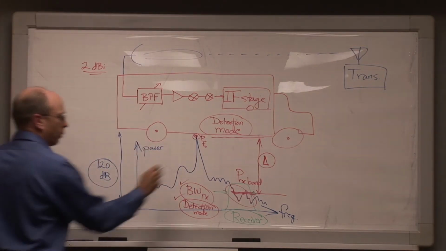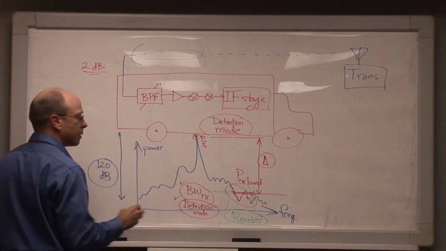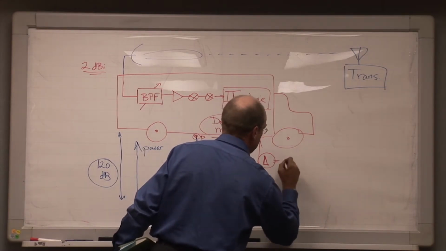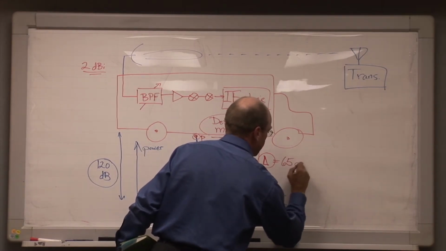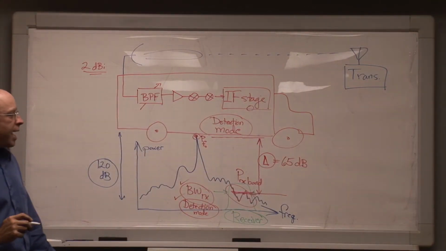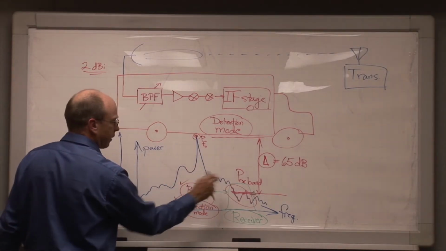So again, we're going to see these offset levels at the same relative offsets as the receiver would see them. We get this delta, and we'll say for the sake of argument that it's 65 dB. No particular reason to pick that, but we'll say it is. Now, here I've drawn it as if there's a big frequency offset between these.